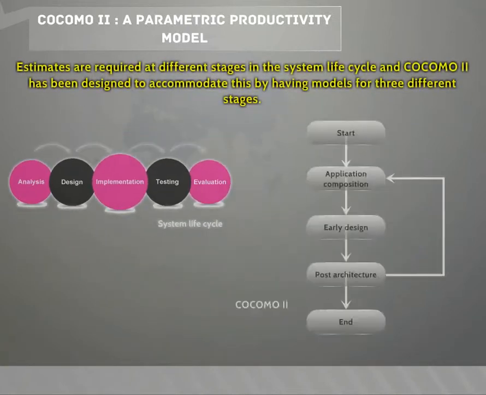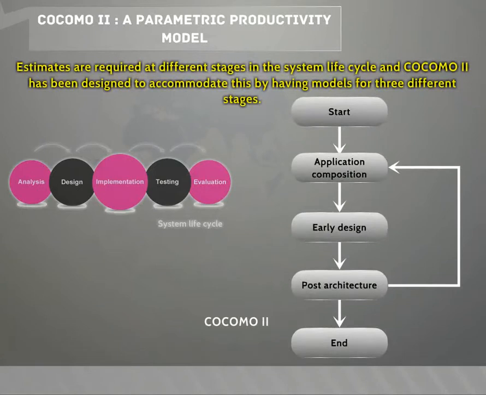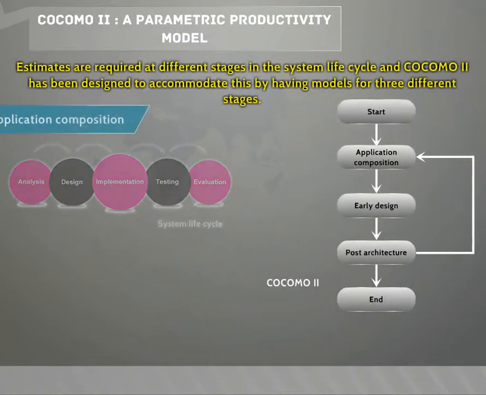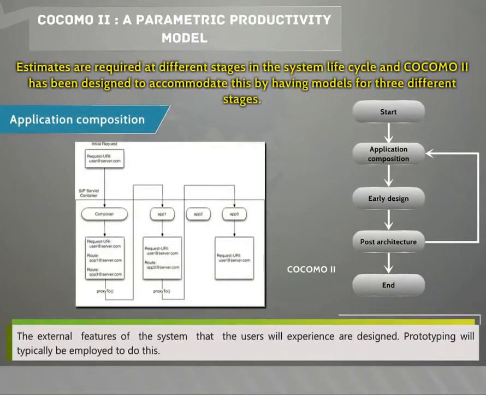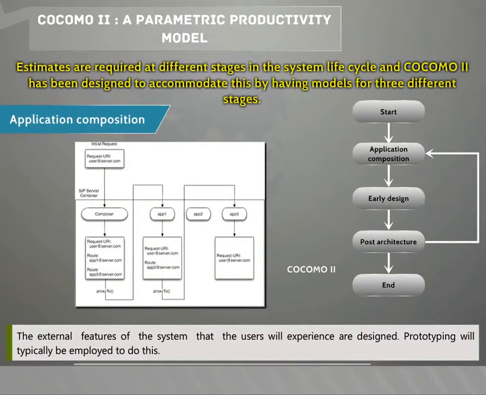Estimates are required at different stages in the system lifecycle, and COCOMO 2 has been designed to accommodate this by having models for 3 different stages. Application composition. The external features of the system that the user will experience are designed. Prototyping will typically be employed to do this.